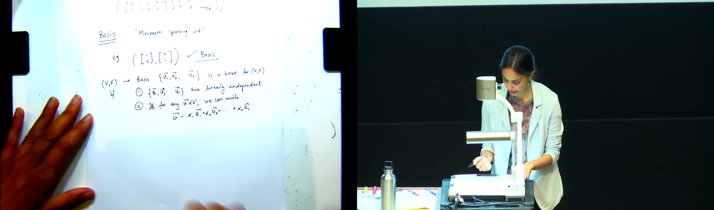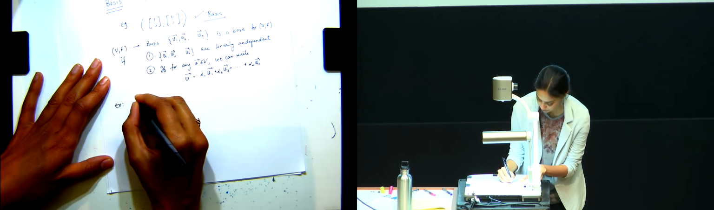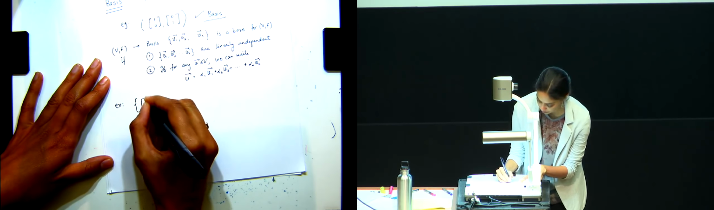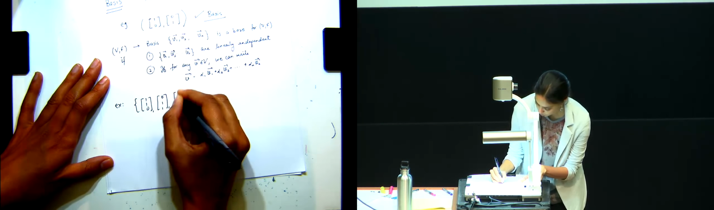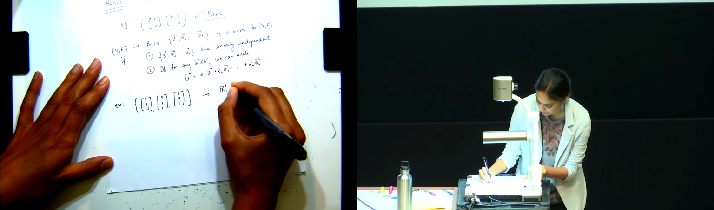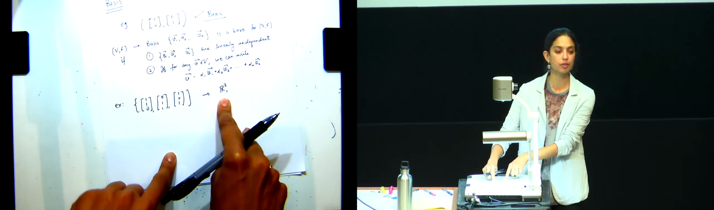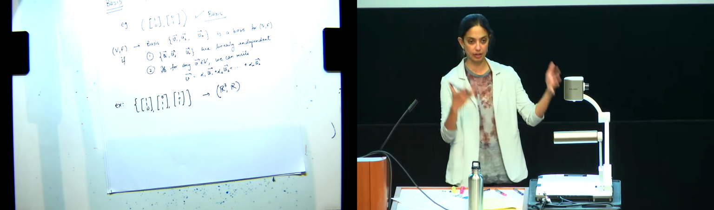So, let's take some examples. Let's think about the following set: (1, 1, 0), (0, 1, 1), (1, 0, 1). Is this a basis for R3? Notice that I'm thinking about the vector space R3 over R, but when I'm speaking, I'm just saying R3 because the scalars I'm using are implicit and obvious. If I just say vector space R3, remember that implicitly I'm talking about the set of vectors R3 and the set of scalars in R.